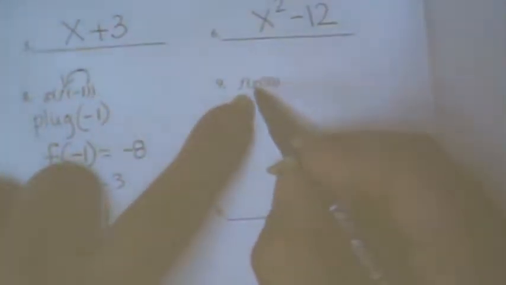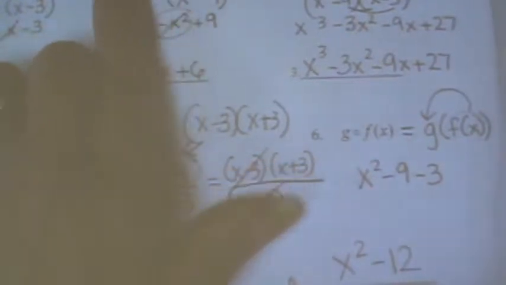Okay? So the next one, f of g of 0. You're gonna put 0 in the g function. If you put 0 here, what do you get? -3. So g of 0 is equal to -3. Now you're gonna plug -3 in the f function. -3 squared minus 9 is what? 0.